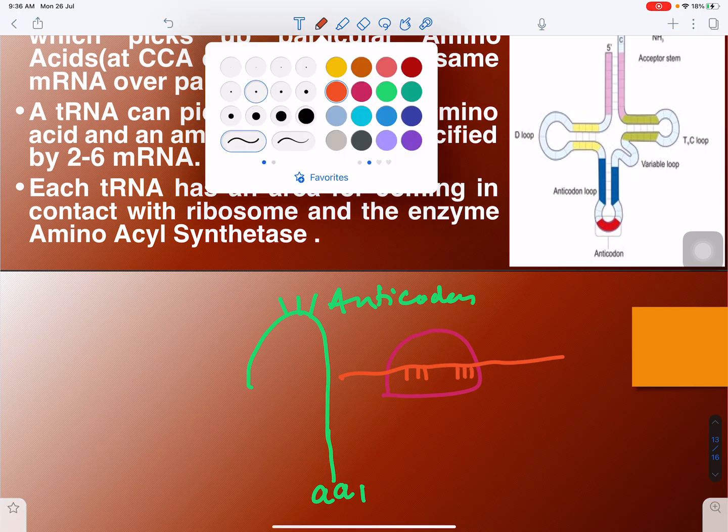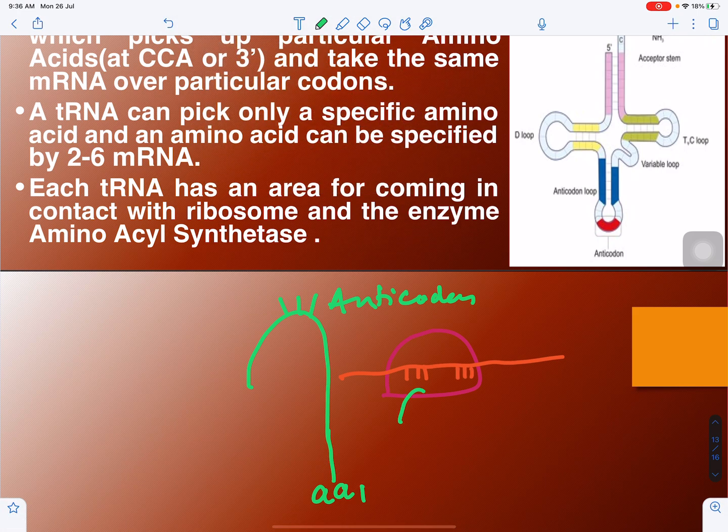Now this transfer RNA will come over here. This codon will have the opposite sequence, so this is called the anticodon. Detail we will discuss in the next video. Now this is the amino acid which is binding to the transfer RNA. So transfer RNA carries the amino acid, or helps in the transfer of the amino acid.